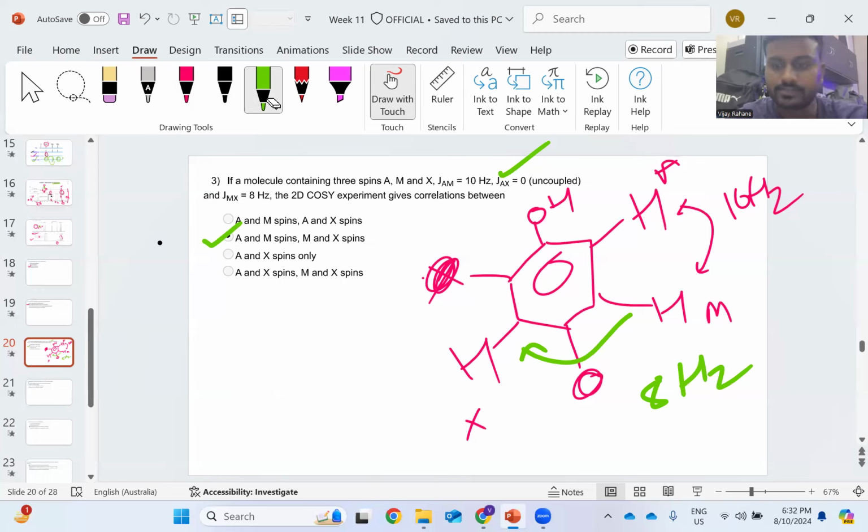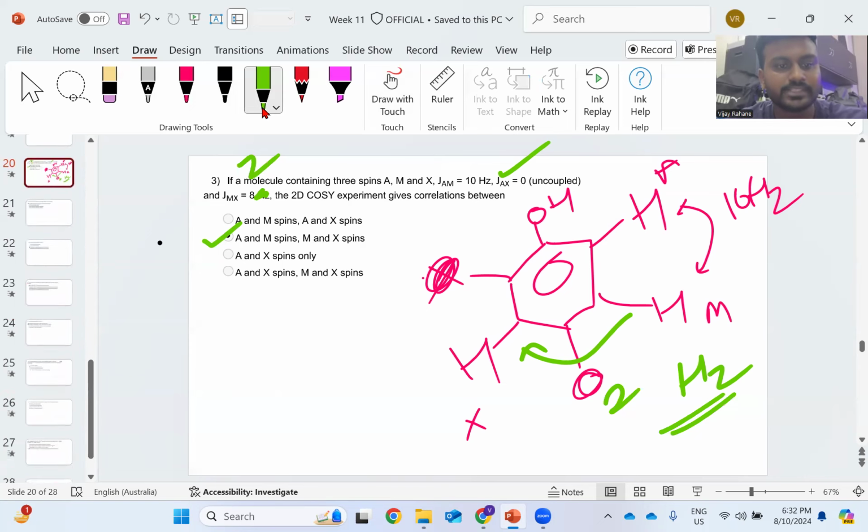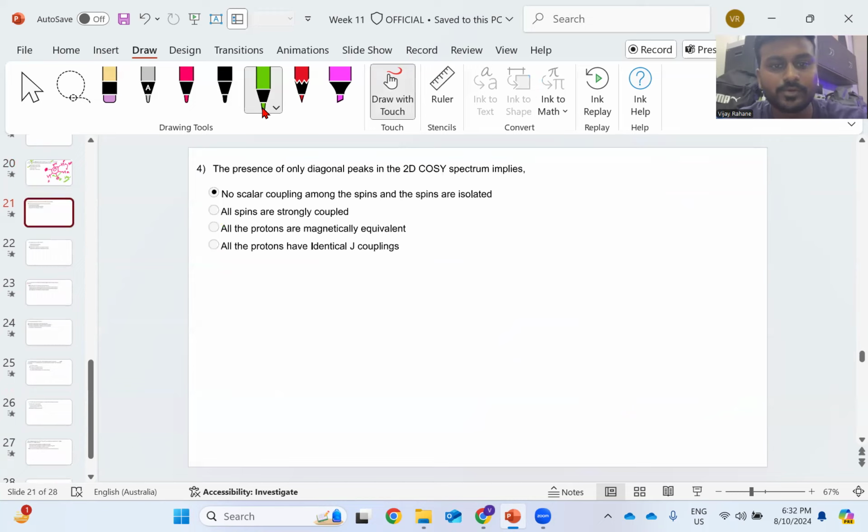Forget about this J coupling value. If you look at the example here, the meta coupling is definitely not 8 hertz. If you look at any example, the meta coupling is merely about 2 to 3 hertz at most. So even if I just make it 2 here, in this type of system it will be the same option, the JAM spin and JMX spin, right? The next question is: the presence of only diagonal peaks in the 2D NMR spectra implies, what does it indicate?